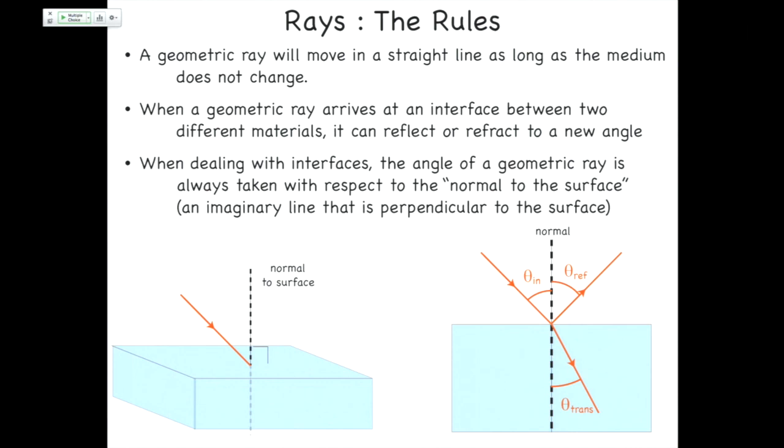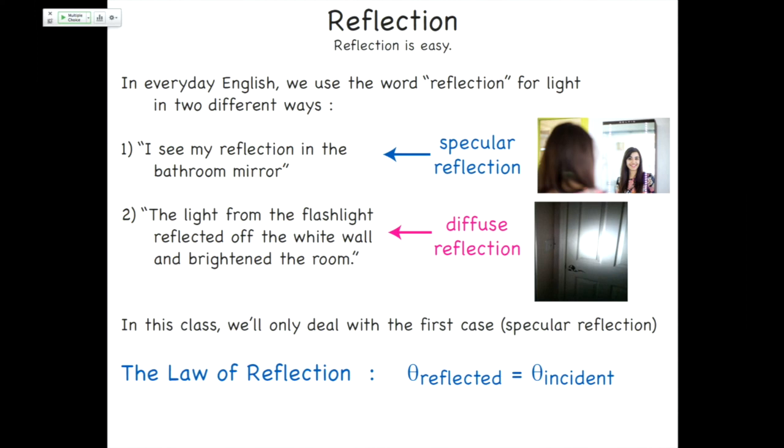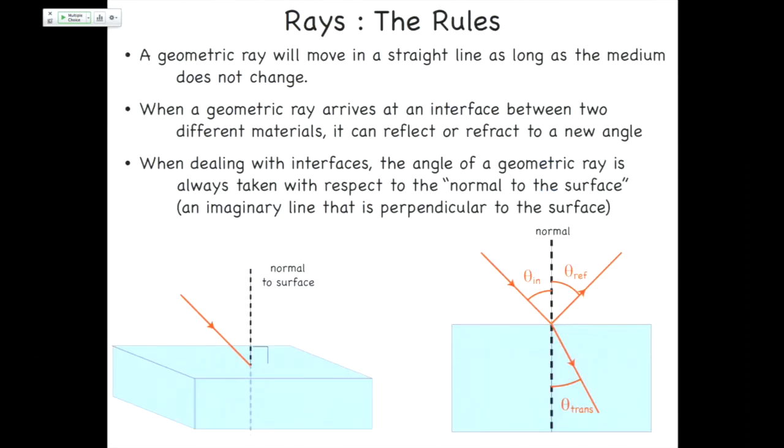Okay, so we'll start with reflections, because reflections are easy. I see my reflection in the bathroom mirror, and we call that specular reflection. That's where you can actually see an image of yourself, or you see an image of whatever it is you're looking at. So in this class, for the most part, we're just going to deal with specular reflection. The angle in is equal to the angle out. Right? So as drawn in the previous slide, angle in is equal to angle out. Nothing more to be said. Okay? That one's easy, so we won't waste any more time on it.